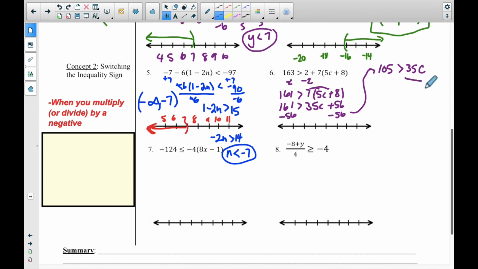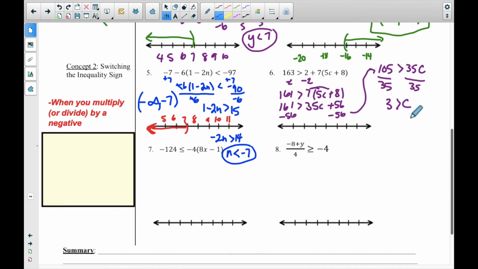So we need to divide by 35. You might need your calculator for this one. Some of you might know it in your head, but either calculator or mental math, what do you get when you take 105 divided by 35? You get 3 is greater than c.